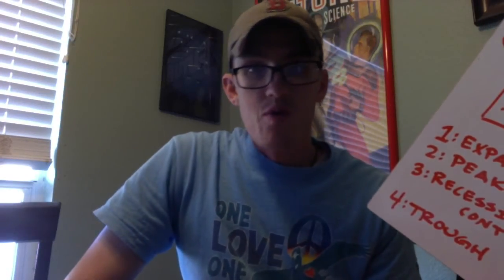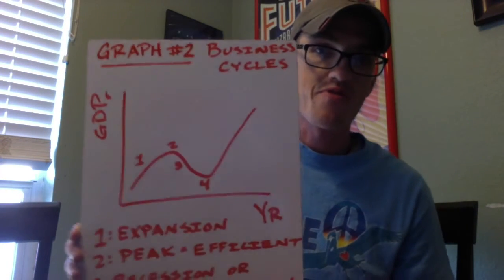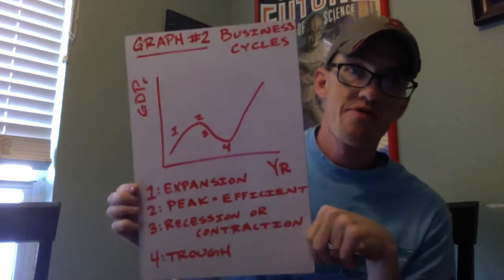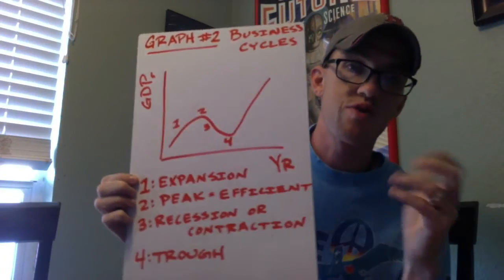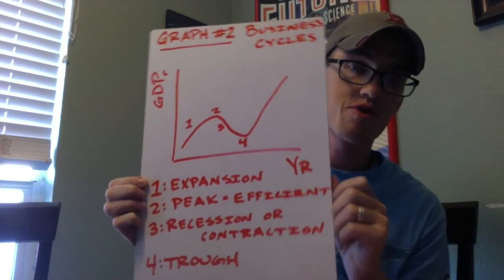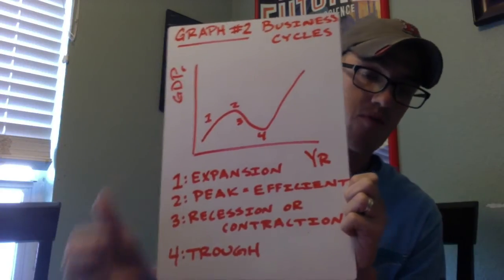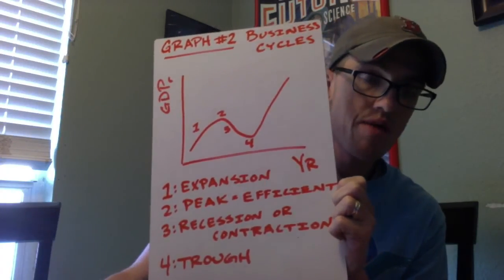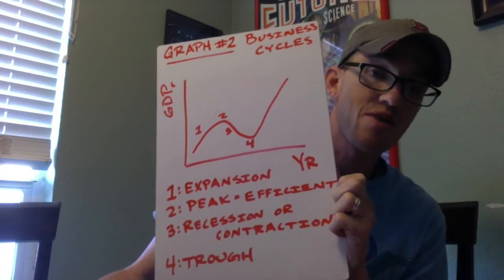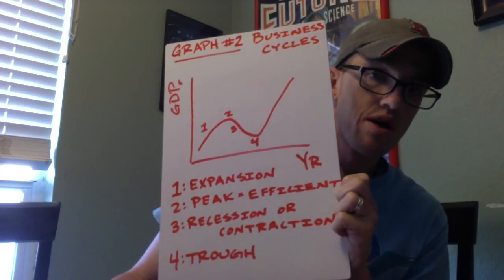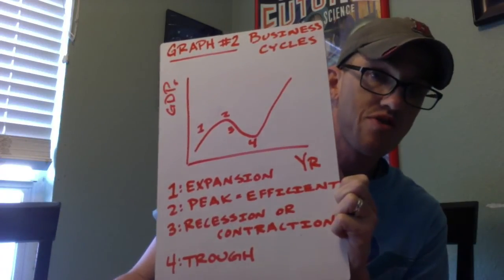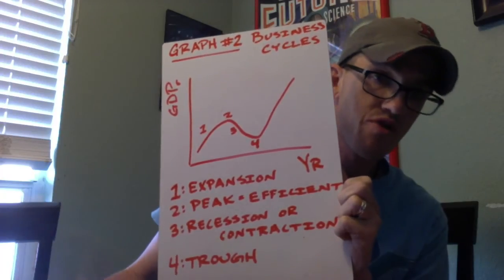Graph number 2 for graphs on one page: business cycles. All right, business cycles, fairly straightforward. You don't actually have to know how to draw this graph for an FRQ, but you do need to know what it is, what it shows for potential multiple choice questions. You need to know your business cycle and the stages and what is going on within each. So it's an important graph to know.